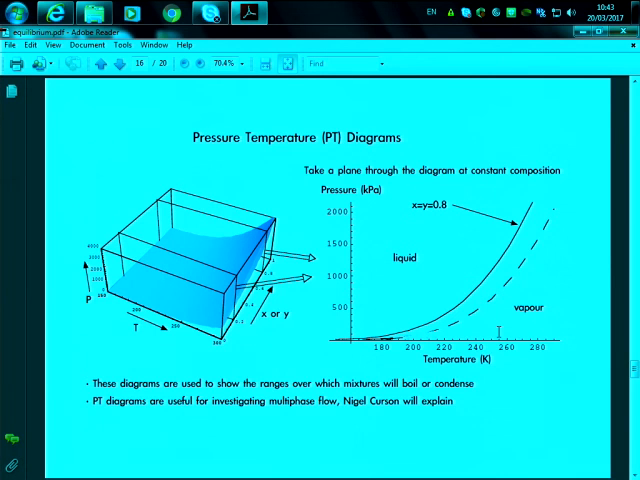And here basically is just the pressure temperature diagram again. So here we're not looking at composition anymore. We're looking at pressure and temperature, and this line is useful because it will tell me, for a certain pressure and temperature, where the compound will change from the vapor to the liquid phase. Okay? But again, these are used to show the ranges over which a mixture will boil and condense.